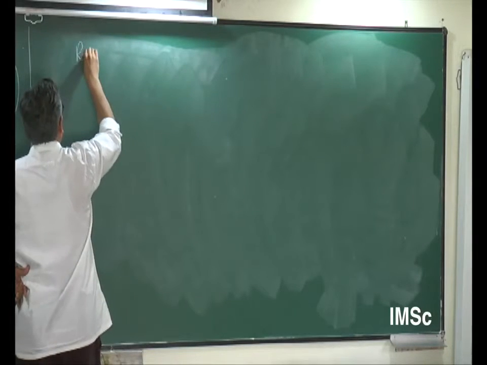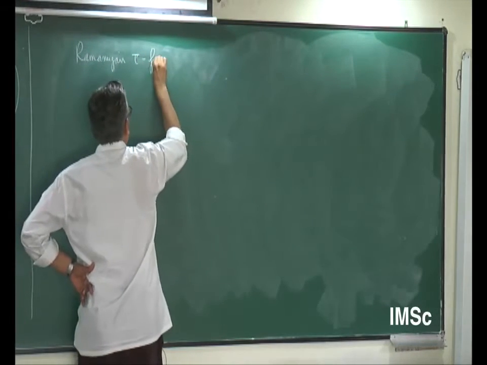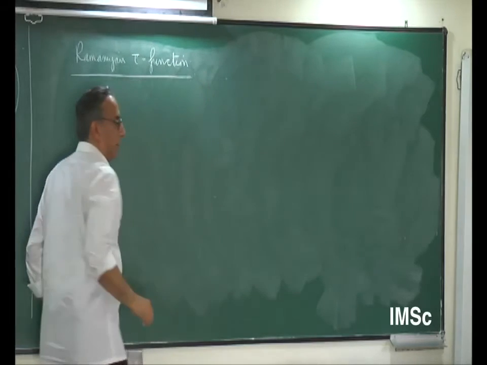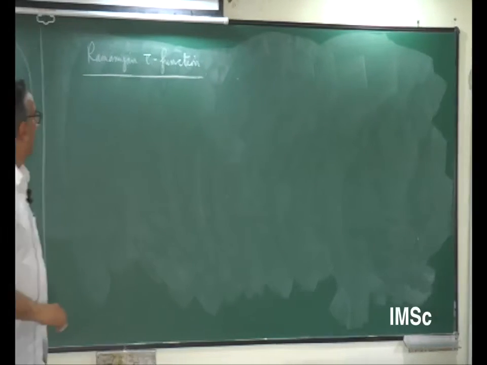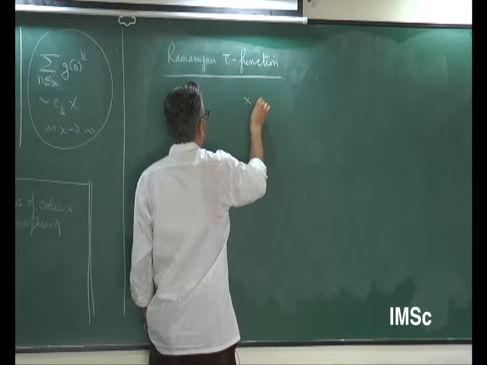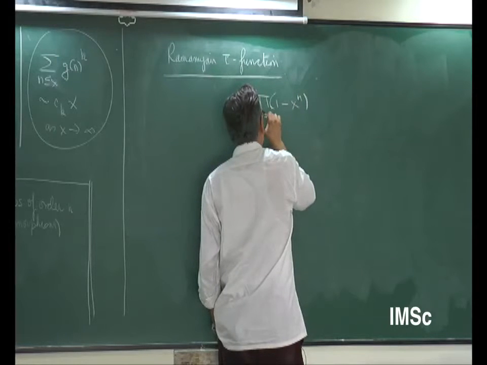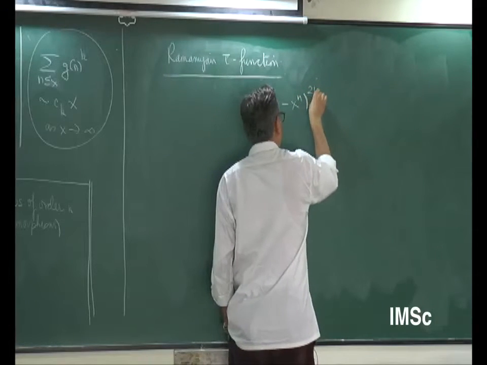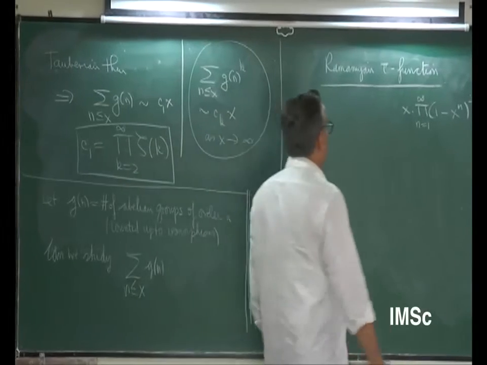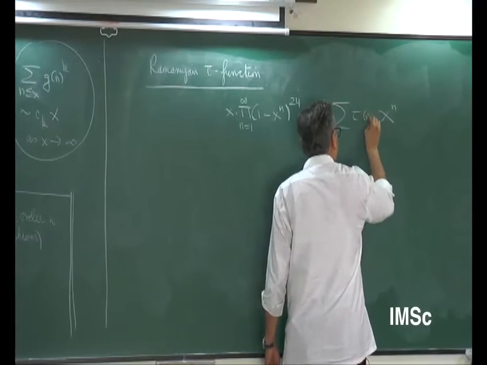So let me say something about Ramanujan's tau function. Ramanujan, almost a century ago, stumbled on a very important function, and this function has received considerable attention now. So if you take the infinite product, just expand it as a power series in x. You'll get some power series in x, and the nth coefficient Ramanujan denoted as tau of n.